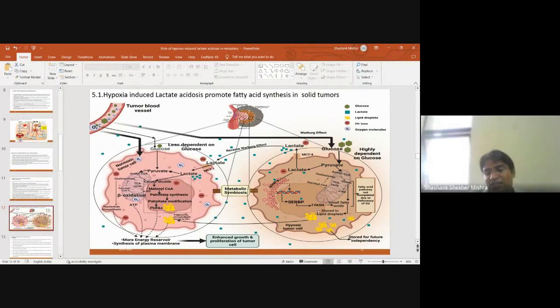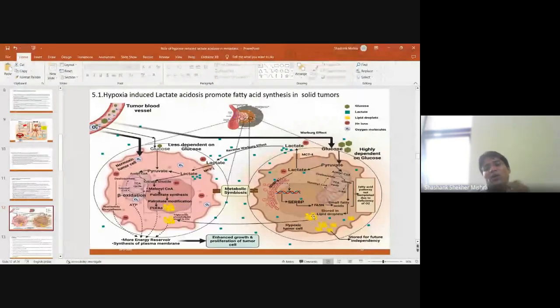So ultimately, SREBP increases fatty acid synthesis, which is again stored as long chain fatty acids and triglycerides in the lipid droplets. This has been reported in various studies. The accumulation of lipid droplets has already been reported in various studies.